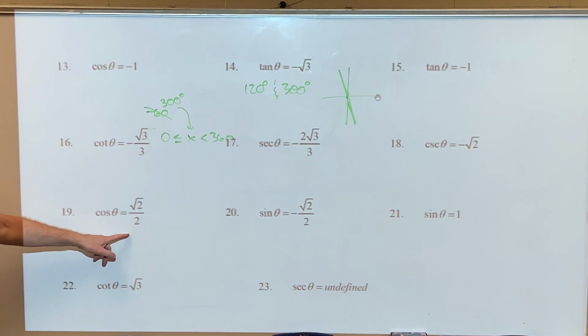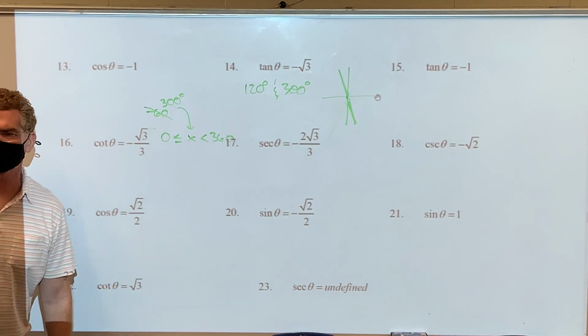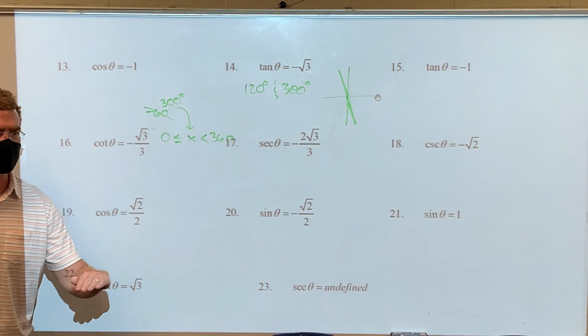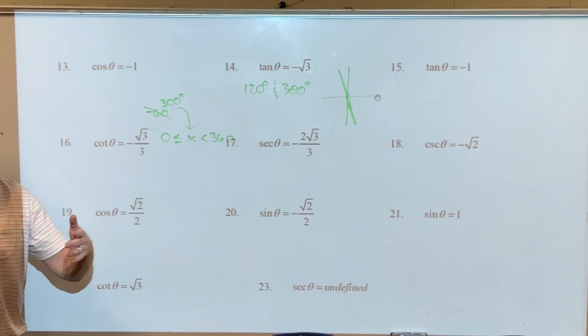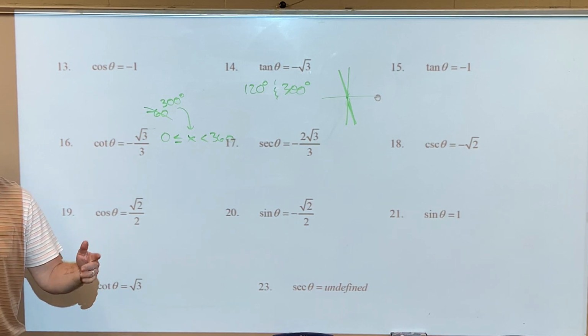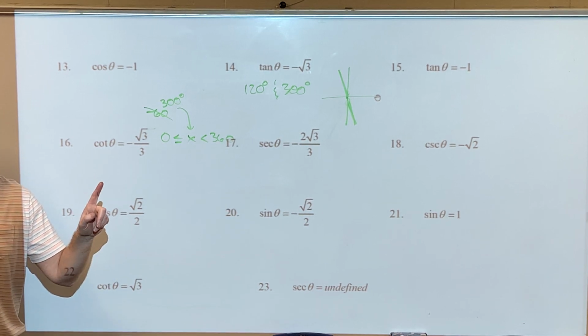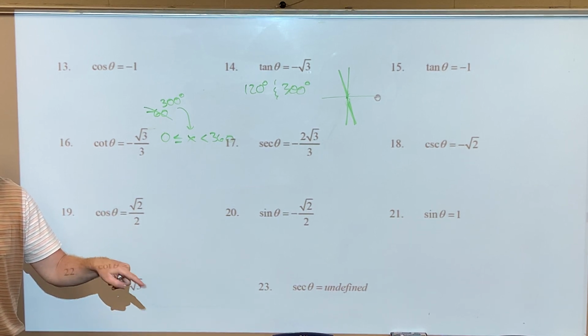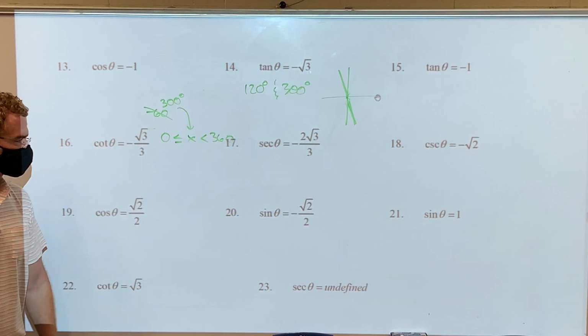What about this? Where does that occur? Where is cosine square root 2 over 2? Cosine's x, right? Where do you go positive the same amount as you go up, or positive the same amount as you go down? It's just positive. That's all you know. Positive x. 45 and 315. All right? 45 and 315.